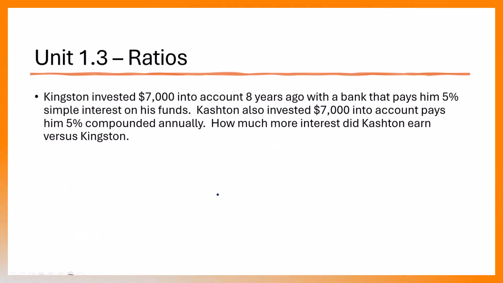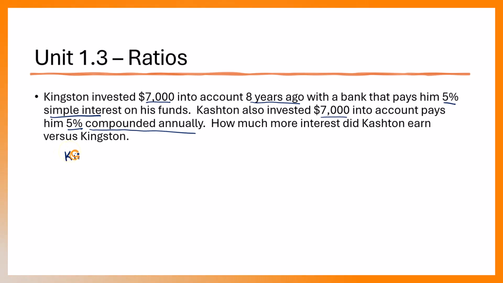All right, question number 3. Kingston invested $7,000 into an account 8 years ago with a bank that pays him 5% simple interest. So the first part of this question is identical to question number 1. Cashton also invested $7,000 into an account that pays 5%. However, it is compounded annually. How much more interest did Cashton earn versus Kingston?